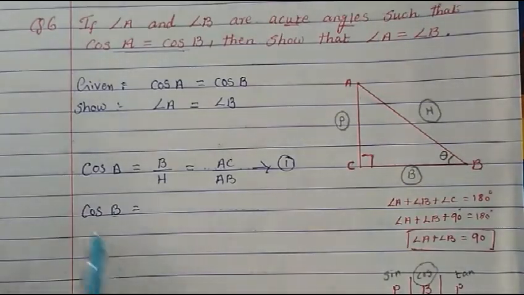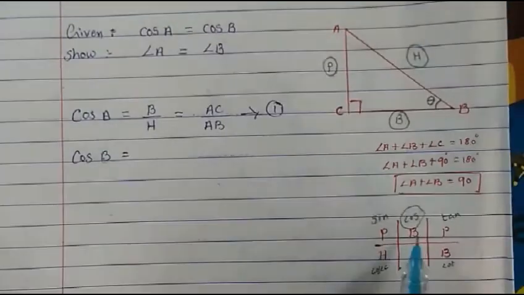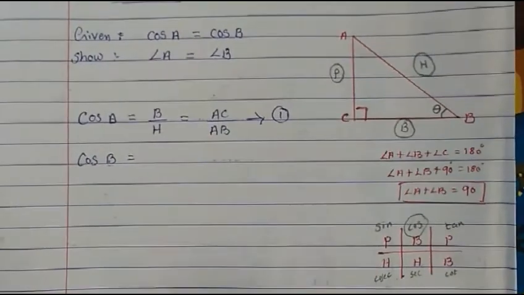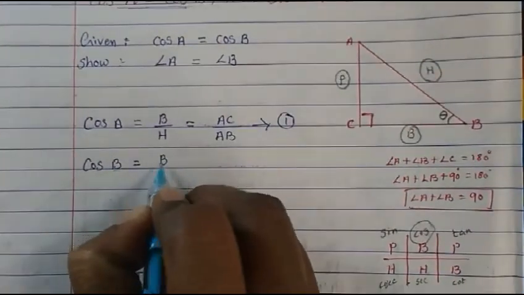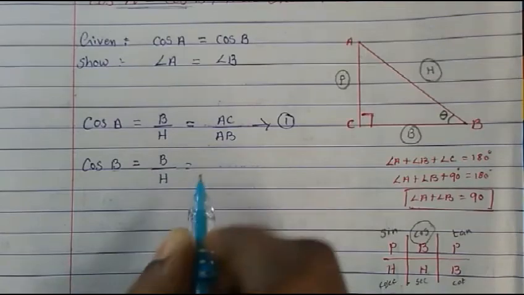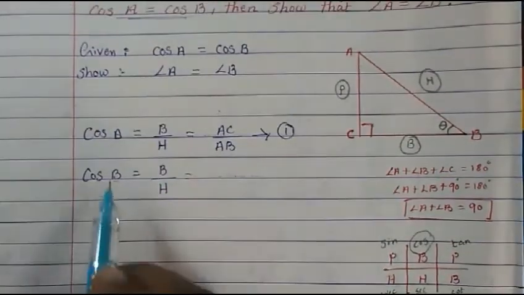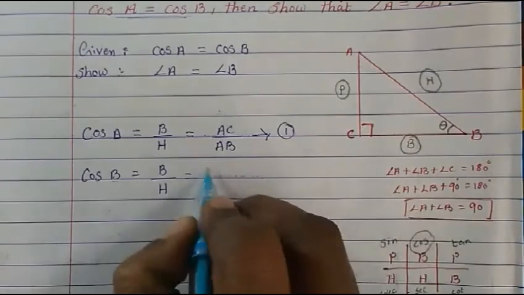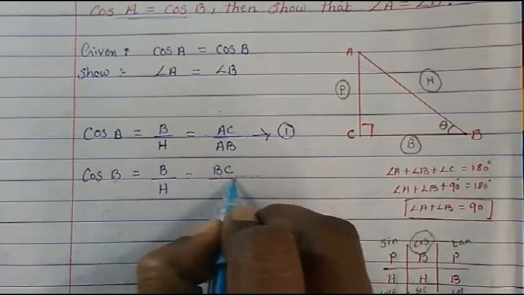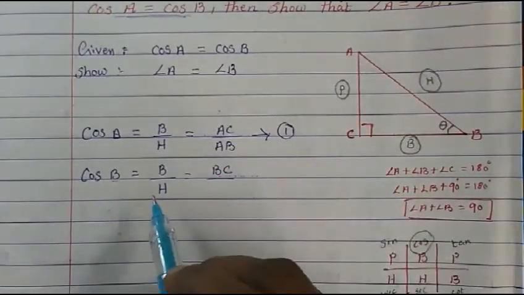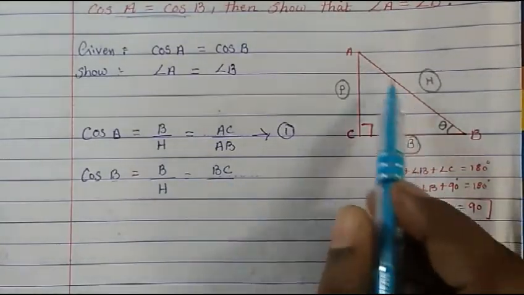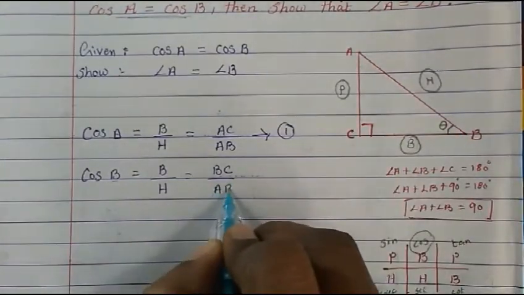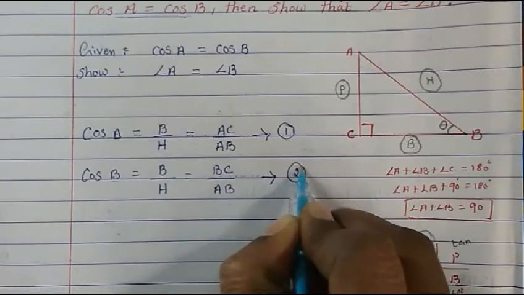So now we know cos ratio is what? Base upon hypotenuse. Now base is what? Because the theta is B, the base becomes BC. So BC is our base and hypotenuse is AB. So this is our equation 2.